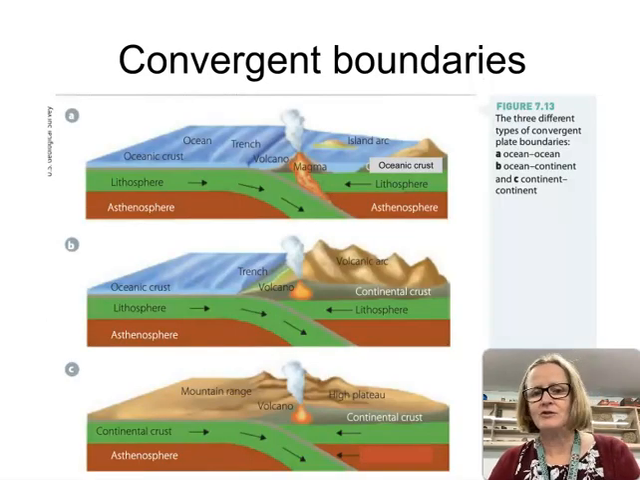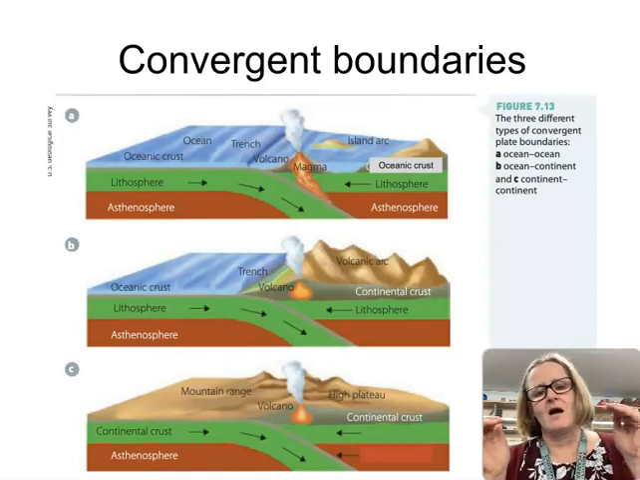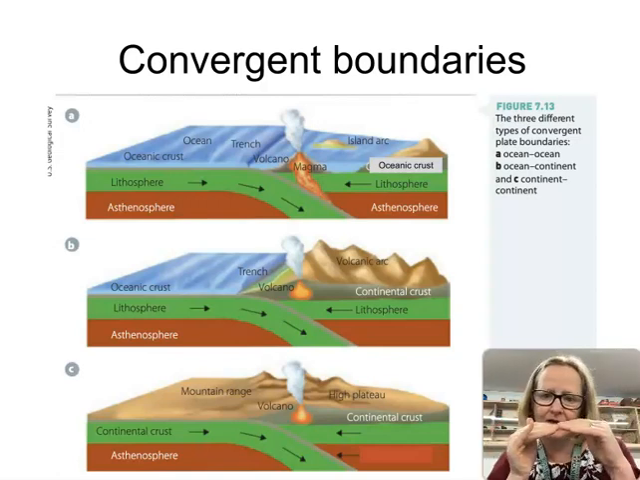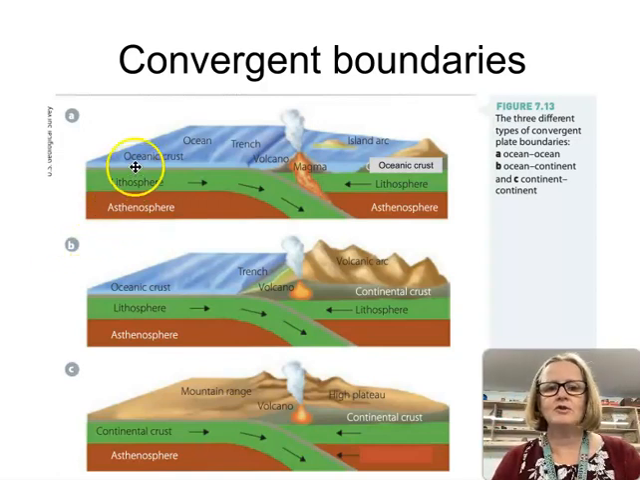The next type of boundary is convergent. This is where plates come together. We could have oceanic plate coming together with oceanic plate.